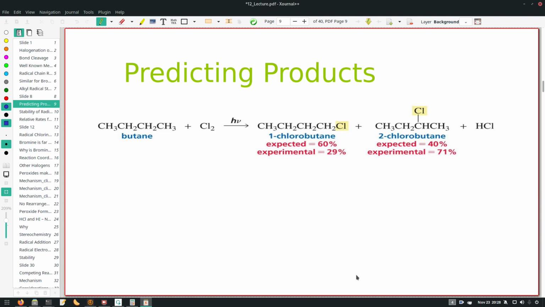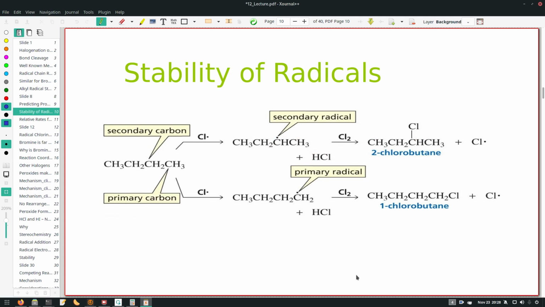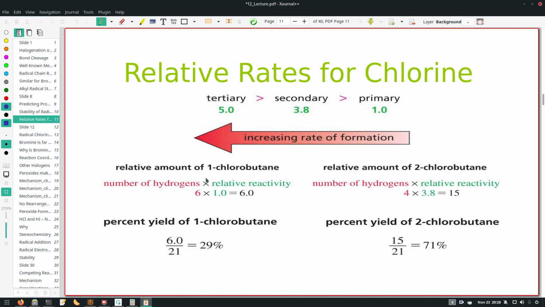That predictability is a lot more based on the stability of the radicals themselves. Matter of fact, we actually have some pretty hard numbers that will help us predict it in any case. What I mean by that, when we created these two radicals, we know there's a factor based on their stability related to that chlorine. And we get these weird numbers here. And we can use those to actually predict yields.